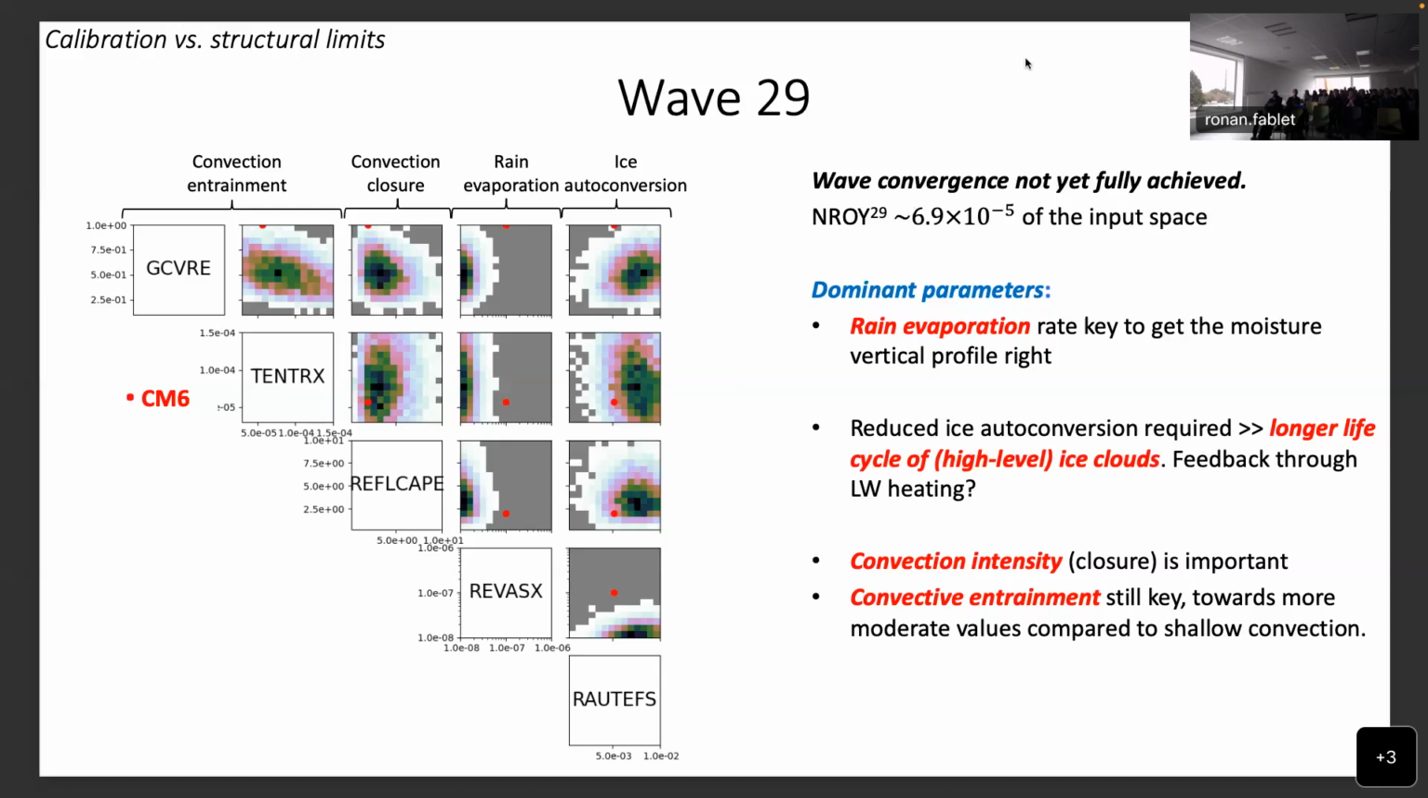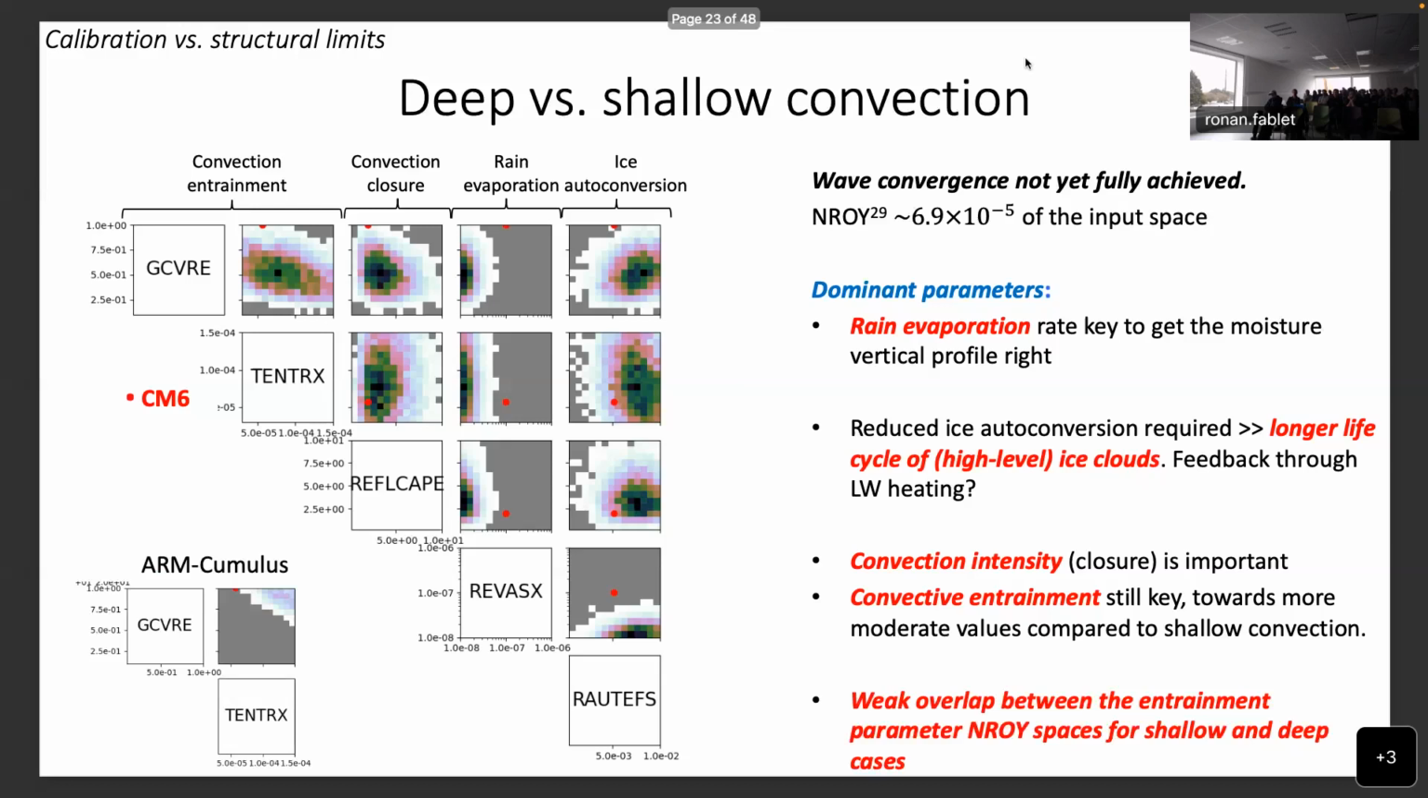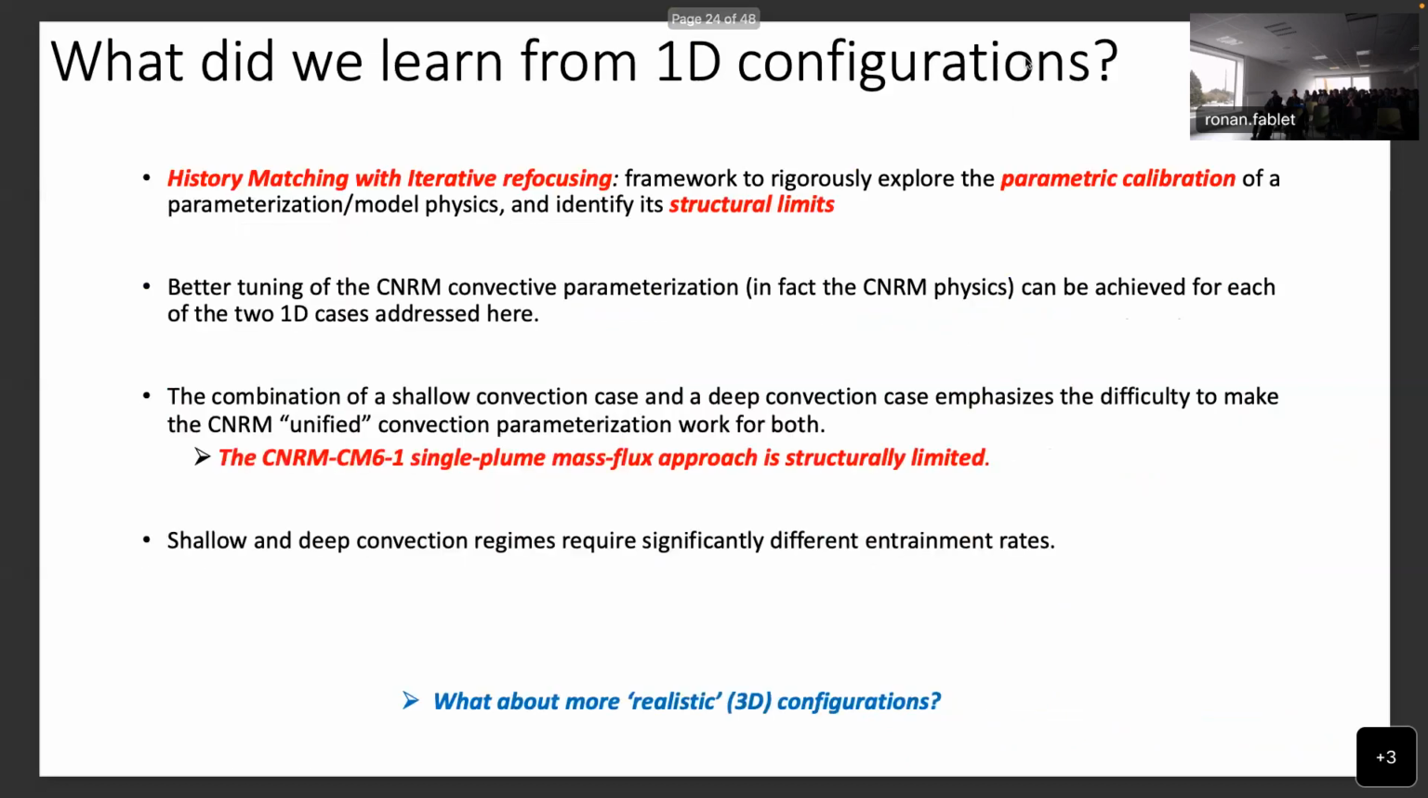But if I compare, in the shallow convection case I had these 2 parameters also active. And if I do a comparison, we see that there is a very weak overlap between these two cases, meaning that it's probably impossible to reproduce the 2 cases at the same time with the same set of parameters. So what did we learn from this 1D configuration?